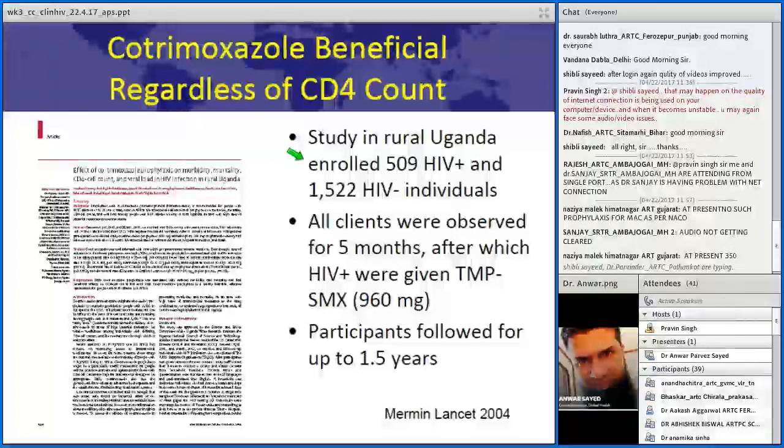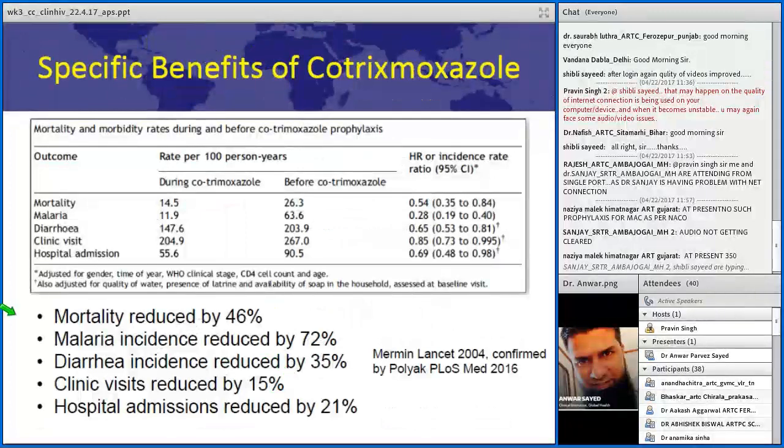So in this study from rural Uganda, 509 PLHIV were enrolled, and again 1500 HIV negative individuals, who were observed for 5 months and followed for 1.5 years. And you can see the mortality reduced by 46%.